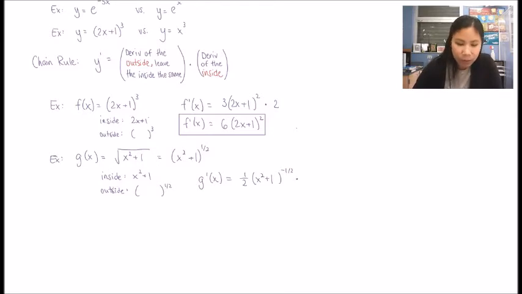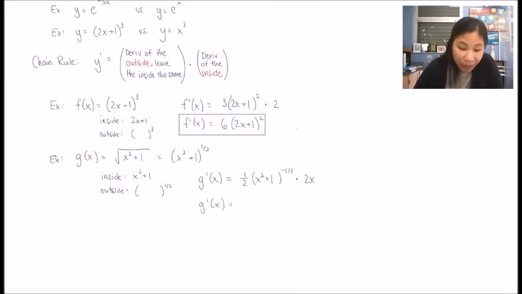Then we're going to multiply this by the derivative of the inside. So the derivative of the inside would be the derivative of x squared plus 1. For x squared, the derivative would be 2x. The plus 1, again, is a constant, so that would be 0. So I'm just multiplying all this stuff by 2x.